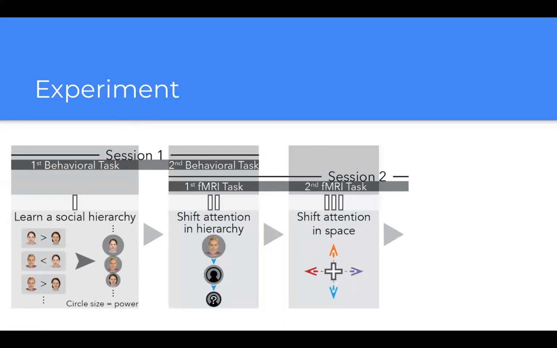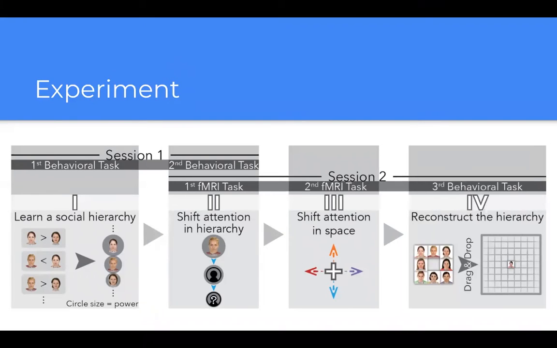In another fMRI task, which was seemingly irrelevant to the social task, participants shifted their attention in the physical space by simply moving their eyes to follow a cross on the screen, and we examined their brain activity during this task. After getting out of the scanner, participants were asked to arrange the 9 people in the social hierarchy in whatever spatial configuration that they thought best represented their relative power. And later in our analysis, we related their brain activities during the spatial task and the social task based on their spatial configuration of the social hierarchy.